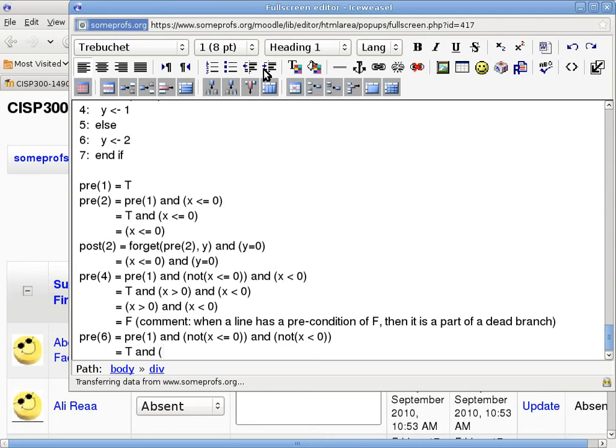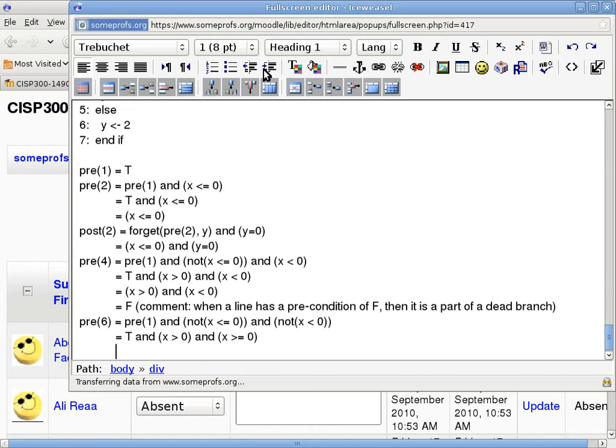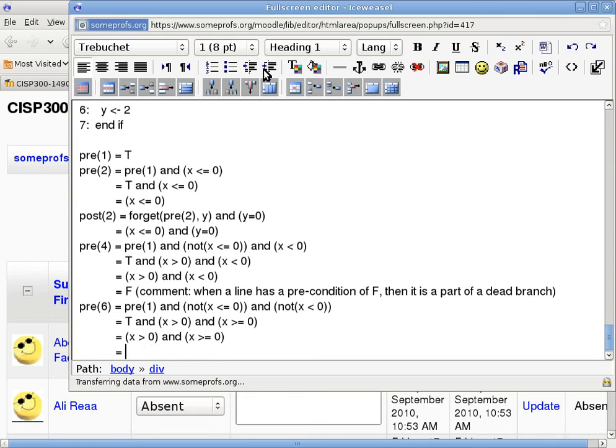True, and x. It is not the case that x is less than or equal to 0. A better way to say that is just to say x is greater than 0, right? Okay, and then here we have not x is less than 0. The other way to say it is x is greater than or equal to 0. Does that make any sense? Okay. And the true goes away. We have x is greater than 0 and x is greater than or equal to 0. Okay. How do we simplify this?